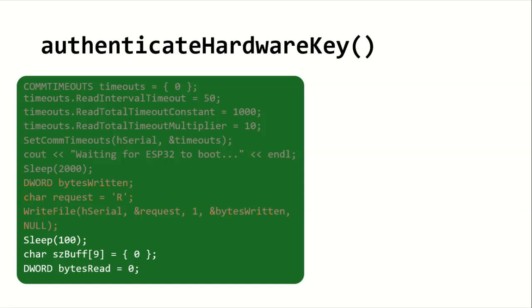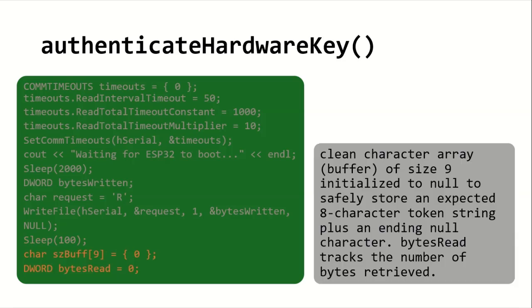After that, we are going to wait 100 milliseconds and create a buffer. We are going to make a clean character array buffer of size 9 initialized to null; we have nothing written in it, all are set to 0. We expect an 8-character token and an ending null character, which tells the buffer that the buffer has ended. And we read the number of bytes retrieved into the buffer.